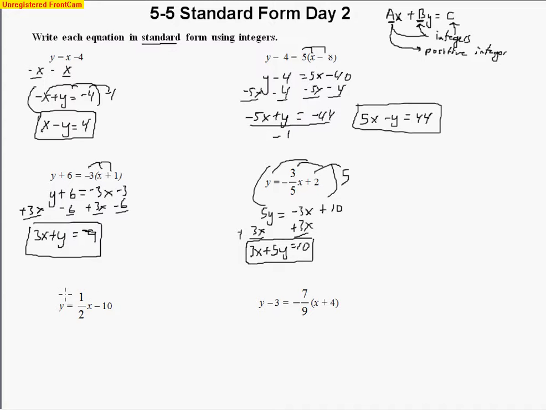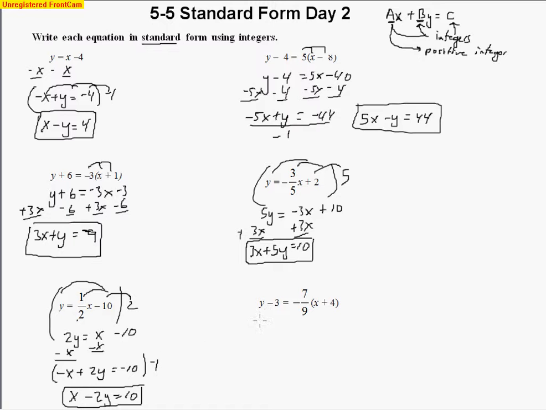On this one, same sort of thing. I'm going to get rid of that fraction. I'm going to multiply by 2, every single number there by 2, and I'm left with 2y equals x minus 10. So I got to subtract the x from both sides, but it leaves me with a negative x, and I want that x to be positive to put it in the correct standard form, so I'll go ahead and multiply by negative 1, and I'm left with x minus 2y equals 10.